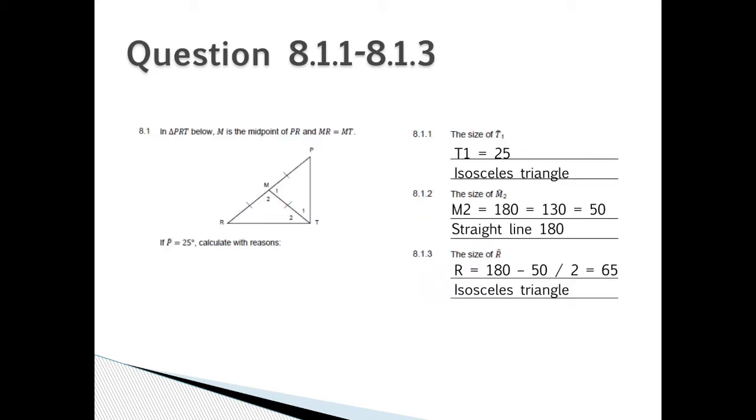In 8.1.1, the size of T1 is 25 degrees because of the isosceles triangle. In 8.1.2, the size of M2 is equal to 50. And in 8.1.3, the size is 65 degrees because it is an isosceles triangle.